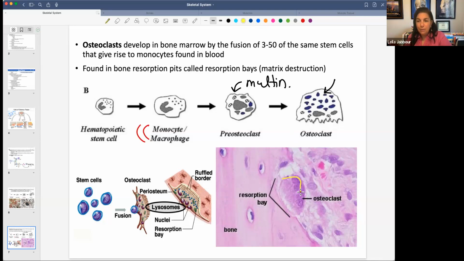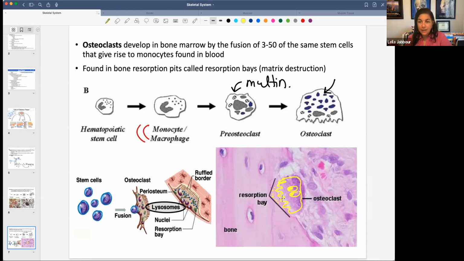So I'm going to draw my Pac-Man. Here's my Pac-Man cell, and it's very eager to destroy this bone tissue here. And the digestive enzymes, when they're released, are digesting collagen fibers, for example, which means that they're going to catalyze the cleavage of all of these covalent bonds between the atoms.